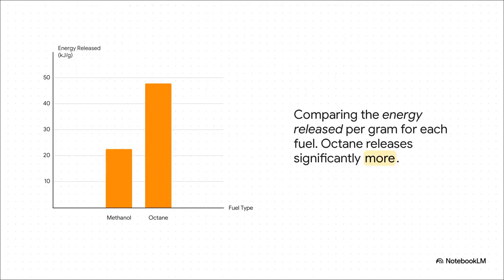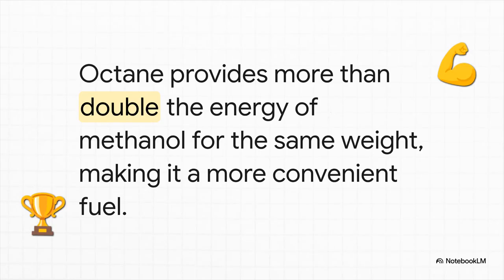And after you run the numbers for both and, importantly, adjust for their weight, wow, the results are pretty stark. For every gram you burn, methanol gives you about 22.7 kilojoules. But octane? Octane gives you a massive 47.9 kilojoules per gram. The winner is clear. For the same amount of weight, octane packs more than double the energy of methanol. And that's exactly why it's the go-to fuel for our cars. It means you can go more than twice as far on a tank of gas. And we figured that out just with our chemical price tags.